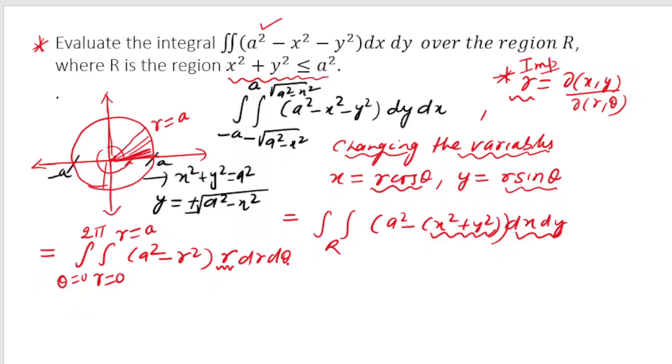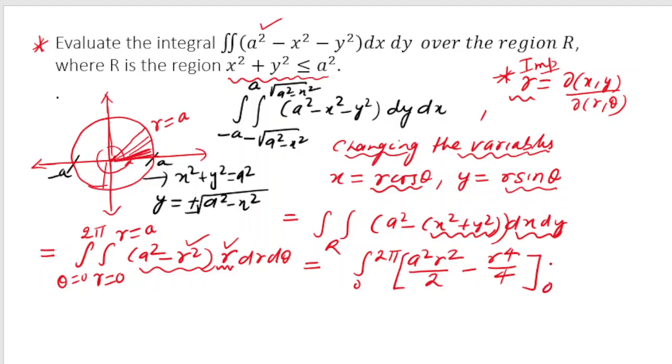Now the next thing is just to evaluate it. So the limit of theta is 0 to 2 pi, and I have to integrate with respect to r. Here we have a square and r. If I integrate, I will get a square into r square by 2, and minus r square into r, that is r cube, whose integration will be r to the power 4 by 4. The limit of integration will be 0 to a, and then d theta.